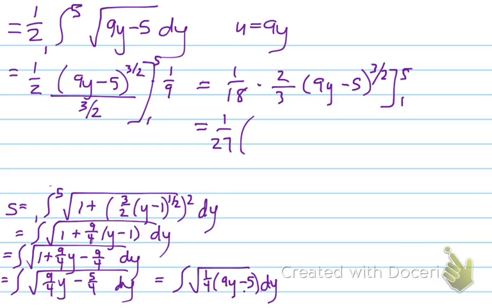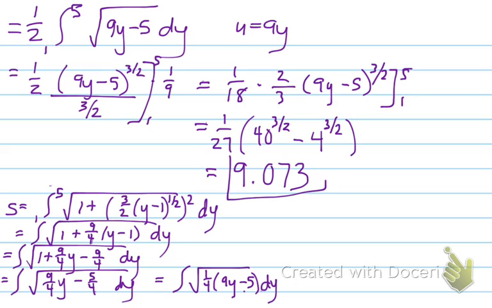And then if I do the first fundamental theorem of calculus, I plug in f of b minus f of a. So that's 9 times 5 is 45, minus 5 is 40, to the power of 3/2. That's f of b, minus f of a. If I plug in 1, I get 9 minus 5, that's 4 to the power of 3/2. And if I put all of this into a calculator and simplify it, I should get about 9.073, which is the length of that arc for the y values.